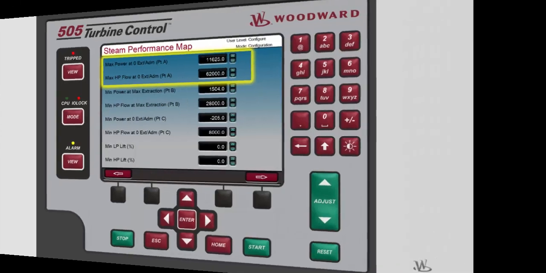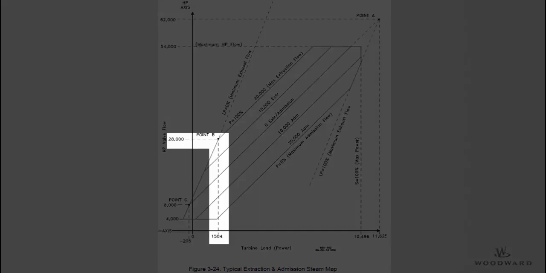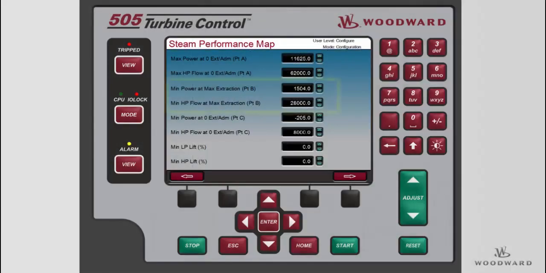Point B is where the LP equals 0 and P equals 100 lines intersect. The S-axis value is defined as minimum power at maximum extraction. It is about 1,504 kilowatts in our example. The HP axis value is defined as minimum HP flow at max extraction, about 28,000 pounds per hour. The S-axis and HP axis values for point B are entered on the third page of the steam map configuration menu.